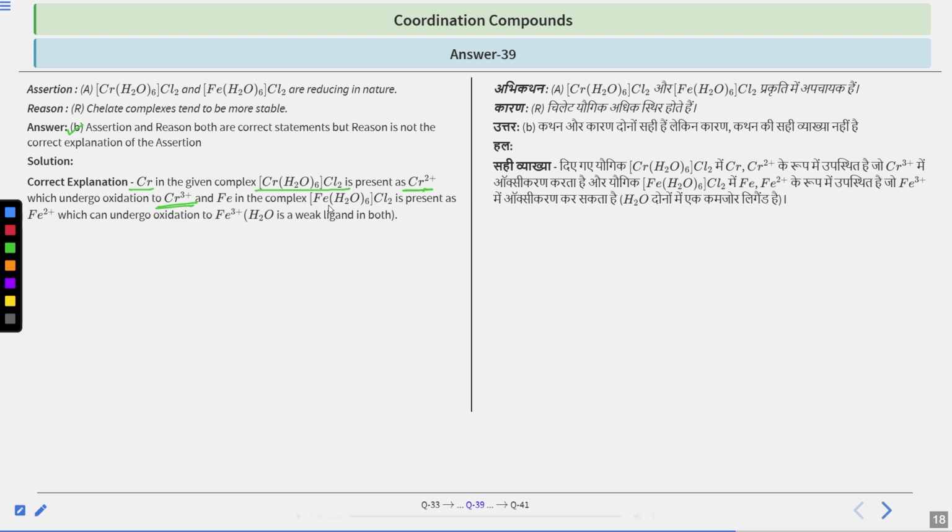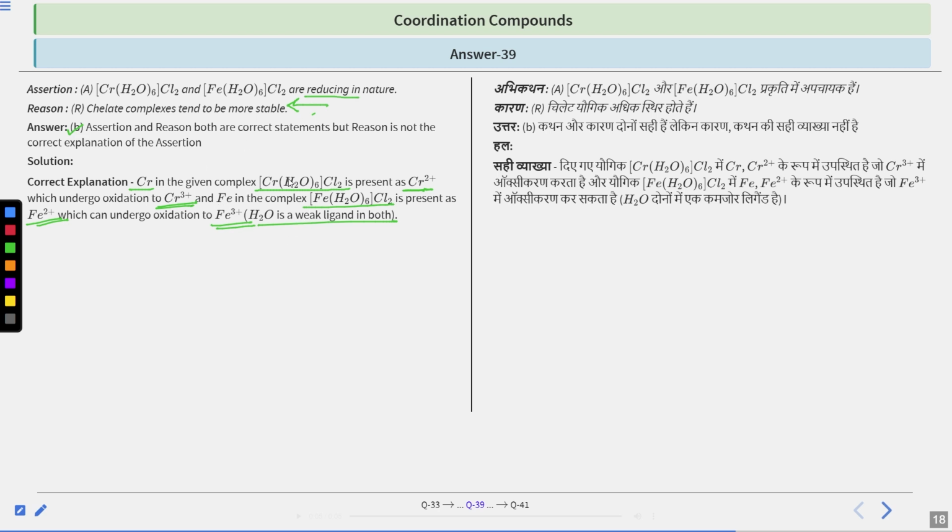Iron in the complex [Fe(H2O)6]Cl2 is present again as Fe2+, which can undergo oxidation to Fe3+, right? So H2O is a weak field ligand in both. That is why pairing will not happen. And you can see that the second statement, that is reason, chelate complexes tend to be more stable, is also a correct statement. And the first statement that [Cr(H2O)6]Cl2 and [Fe(H2O)6]Cl2 are reducing in nature is also correct.